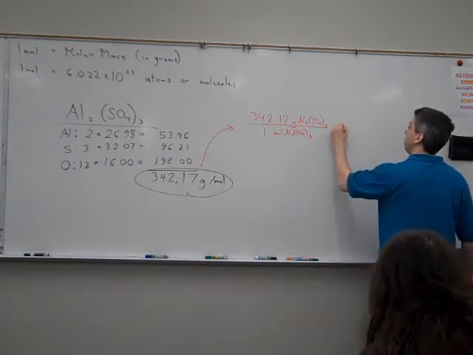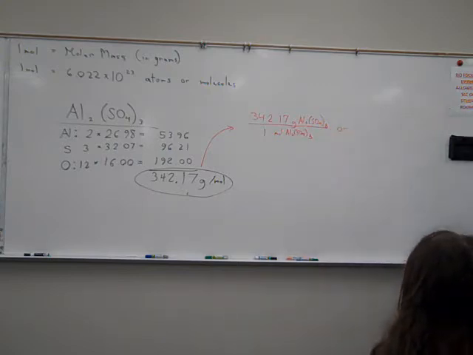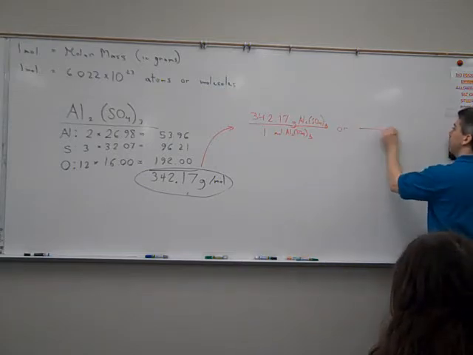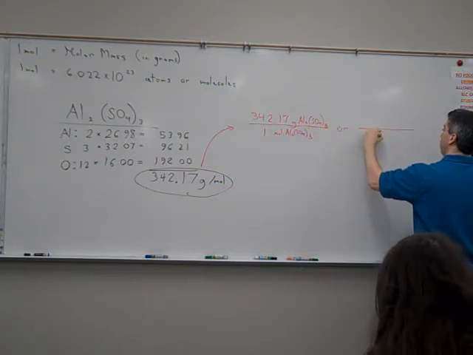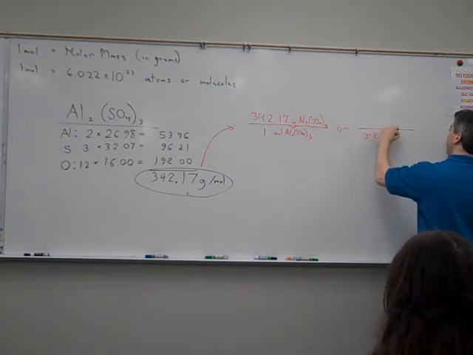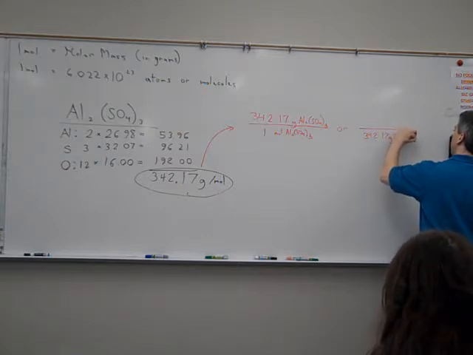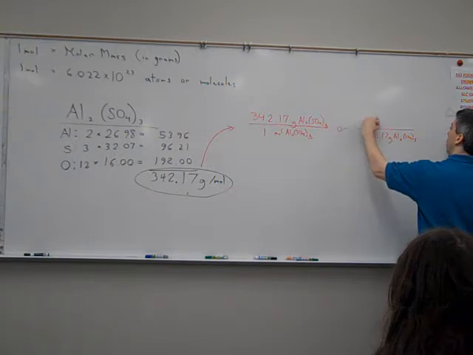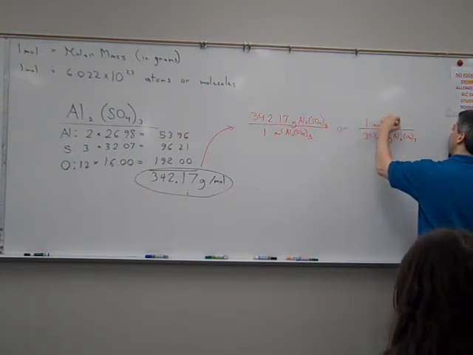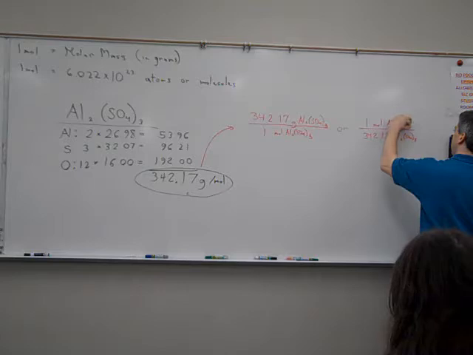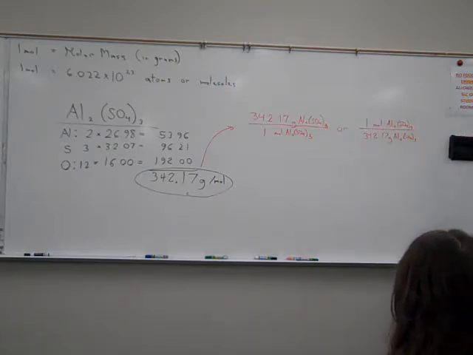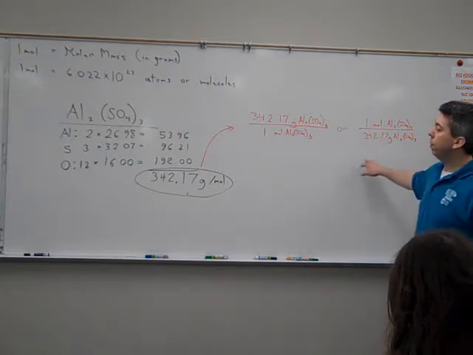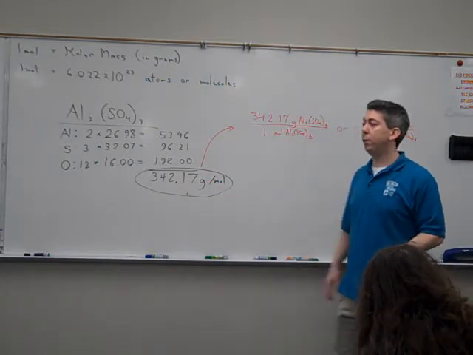Alternatively, if you're starting with grams and you want to convert to moles, you may have 342.17 grams of aluminum sulfate on the bottom, and 1 mole on top. So both of these are conversion factors that you could get from the molar mass.